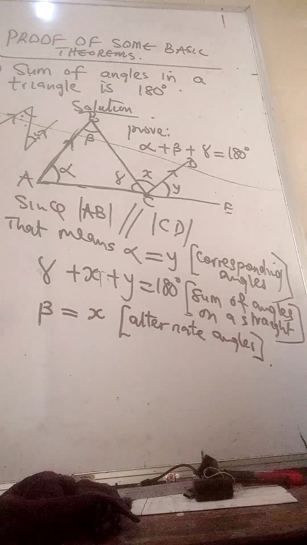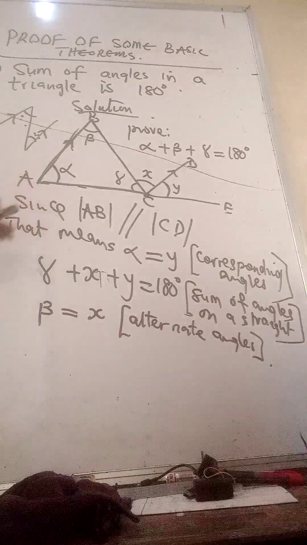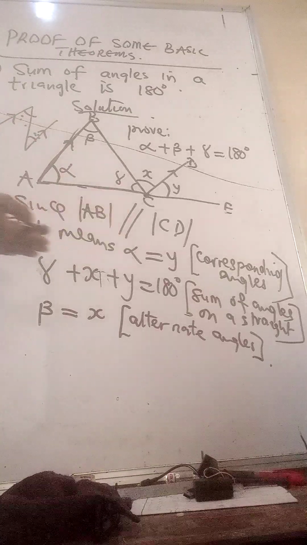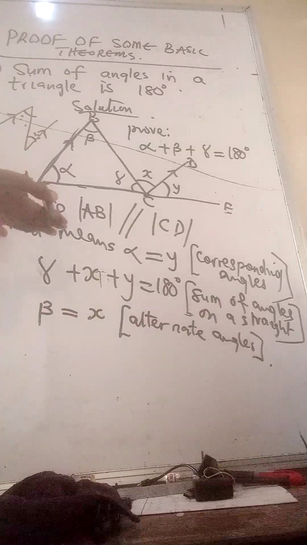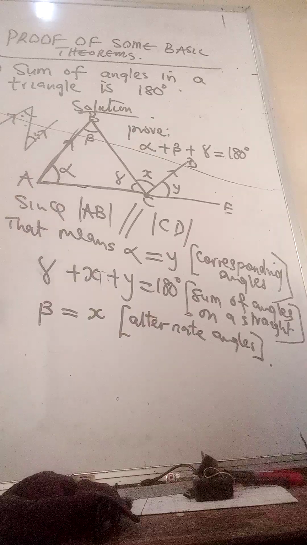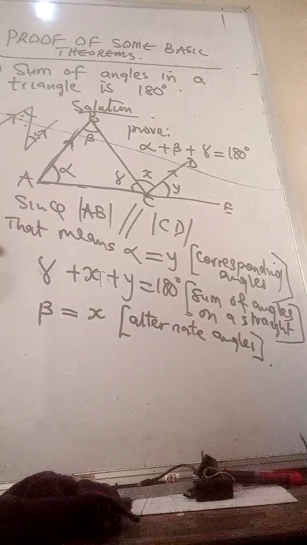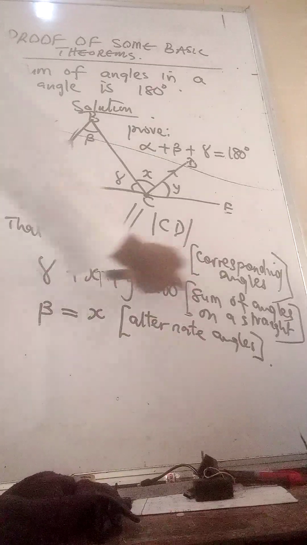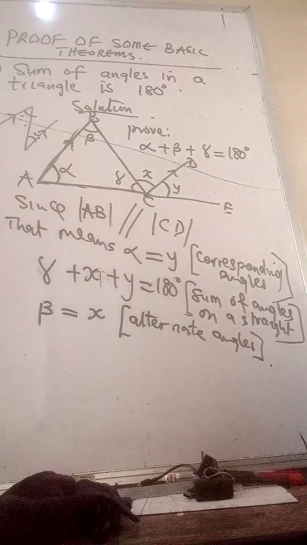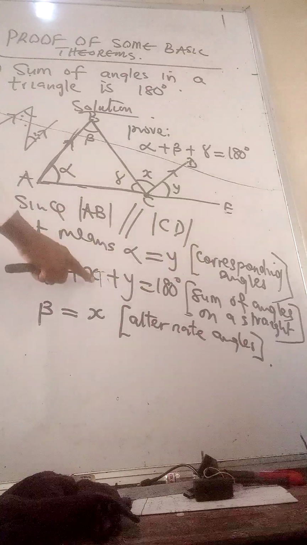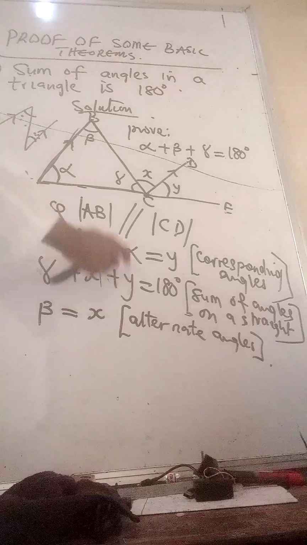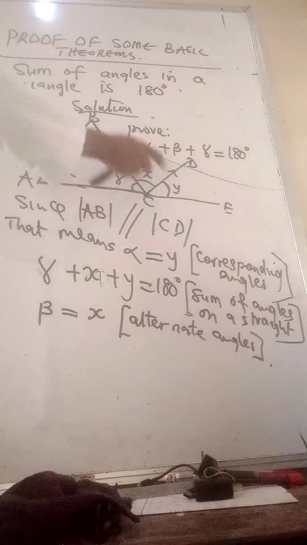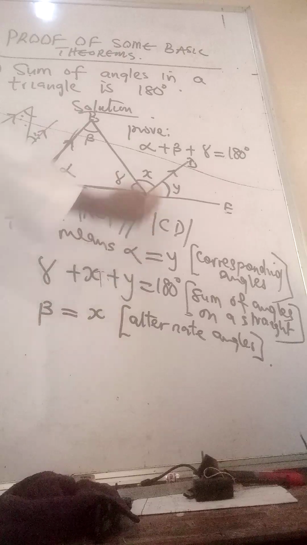Okay. Now that we have touched all of them, let us now do the sum. Like I said, we have come to the end of the whole proof by taking this next step. Look at this theorem here. Sum of angles on a straight line is 180. Gamma plus X plus Y equals 180. But X and Y are outside the triangle. They are not inside. So I want to bring them in.